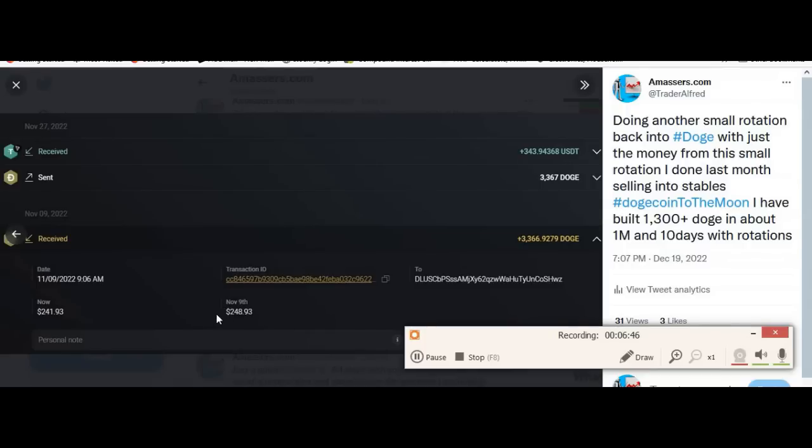This trade started on November the 9th. That's when I bought this Doge. I purchased about 3,366 Doge, and it was worth $248.93 at that time. Now, this is the date right here.